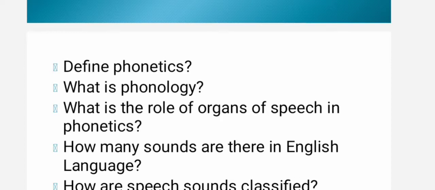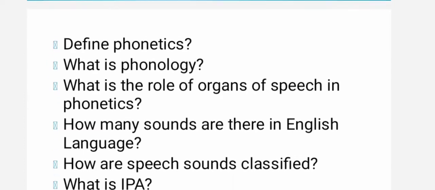If you would like to expand further, you can say they are classified into two: 24 consonant sounds and 20 vowel sounds. Going even further, the 20 vowel sounds are divided into 8 diphthongs and 12 monophthongs.